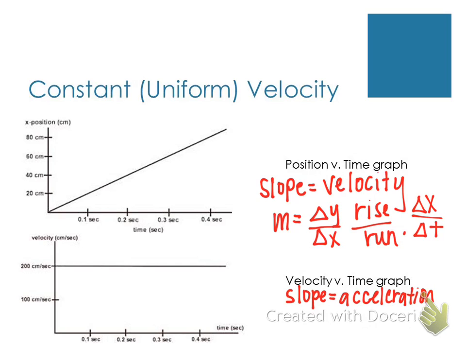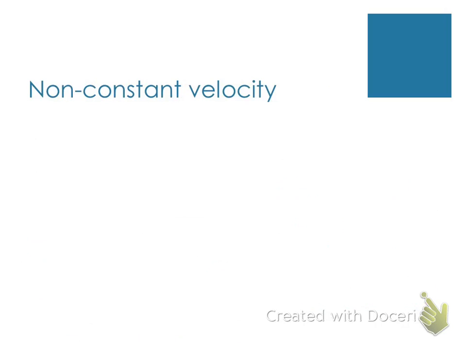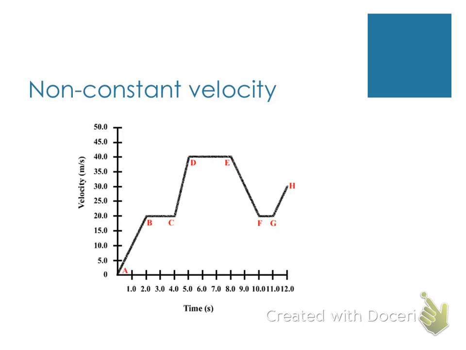This velocity versus time graph shows us that we're moving at a constant speed because it's not changing. It happens to be 200 centimeters per second. Since we have no slope here at all, our acceleration would then be 0. Very good. Let's look at some graphs that are non-constant velocity. That means we are speeding up, slowing down, maybe staying the same, but non-constant velocity.